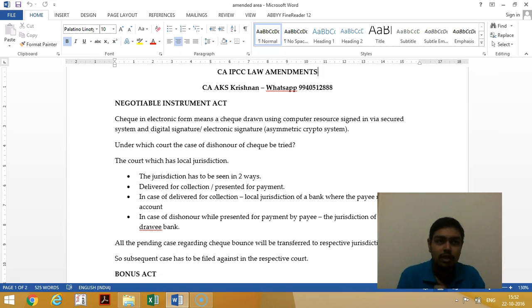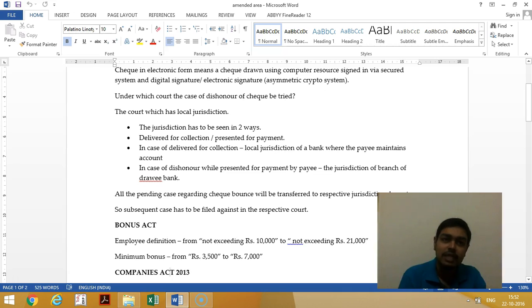For example, if the cheque is presented for payment and it gets dishonored, the offence will be tried under the jurisdiction, meaning the area of the court which will try this offence. That is the area in which the payee has presented the cheque. In case it is delivered for collection, then it is the local jurisdiction of the bank where the payee maintains an account.